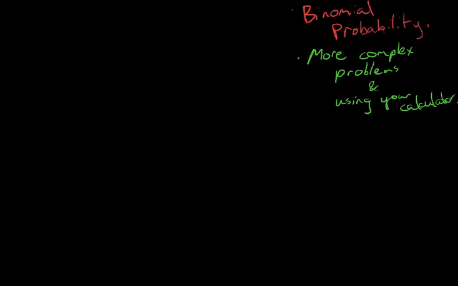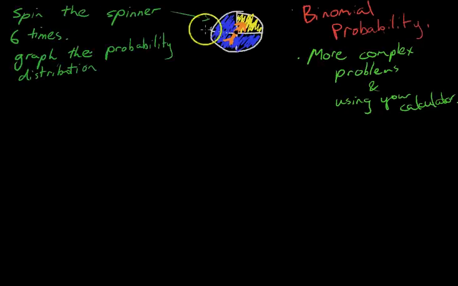Okay, so to set this up, we've got a spinner here. You can see that a quarter of the spinner is yellow, the rest of it is blue. Spin the spinner 6 times, graph the probability distribution of getting yellows. So we can just assume that if the spinner lands on yellow, that's a success. You win a prize of some sort. And we're going to spin this spinner 6 times.